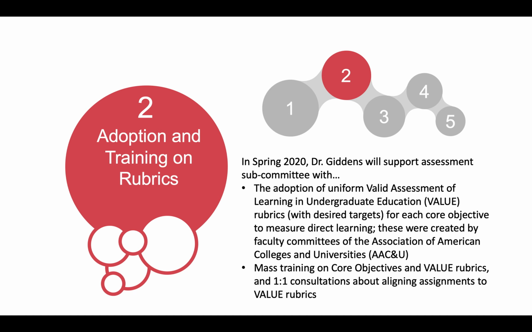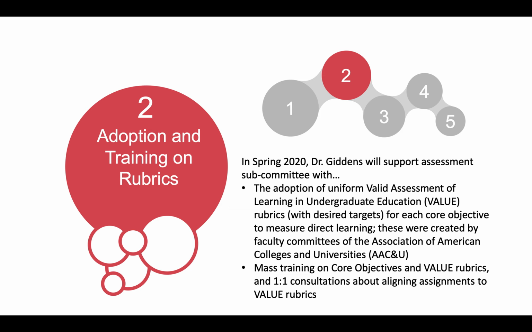Step 2. In spring 2020, I would support the assessment subcommittee of the core curriculum with the adoption of uniform, valid assessment of learning in undergraduate education. Those are called the VALUE rubrics. And we would decide desired targets for each core objective to measure the direct learning.